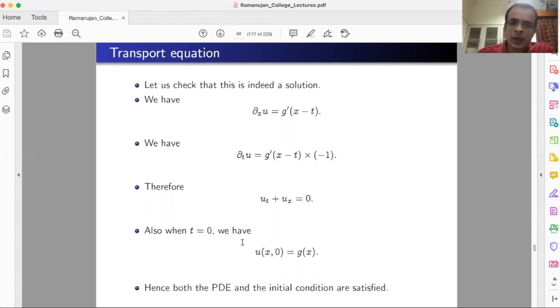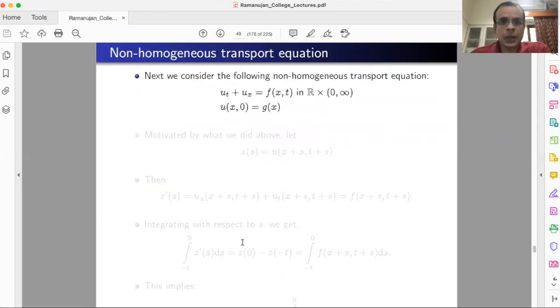Okay. Of course, I'm not specifying certain things over here. So one thing being that some regularity on g is assumed because I'm differentiating, right? So I'm not touching upon those aspects, but this is assuming that there is enough regularity on g. This is a solution. Okay.